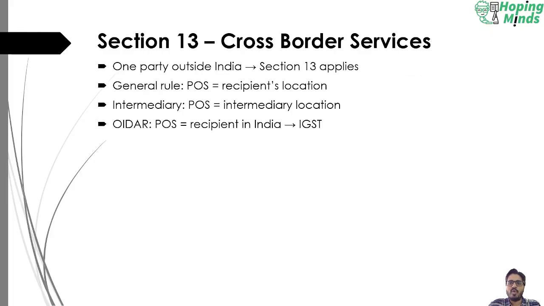Then we have cross-border services. Section 13 deals with cross-border services. So as per section 13, if one party is outside India, then the general rule is that the place of supply is the recipient's location. In case of intermediaries, the place of supply will be the intermediary's location. And similarly, in case of online information and data access and retrieval services, the place of supply will be the recipient's address in India and IGST has to be charged.